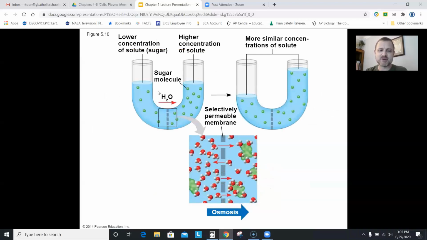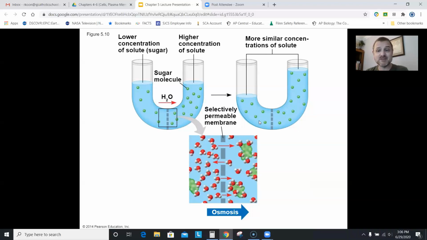This is a classic experiment here, this U-shaped vessel, where I have a selectively permeable membrane down the middle. The little green circles are sugar molecules. The green circles cannot go across the membrane, all right? They're too big, but water can. On the right-hand side, there's more sugar than the left-hand side, and because water follows solute, water's gonna go through the membrane and actually it's going to defy gravity.